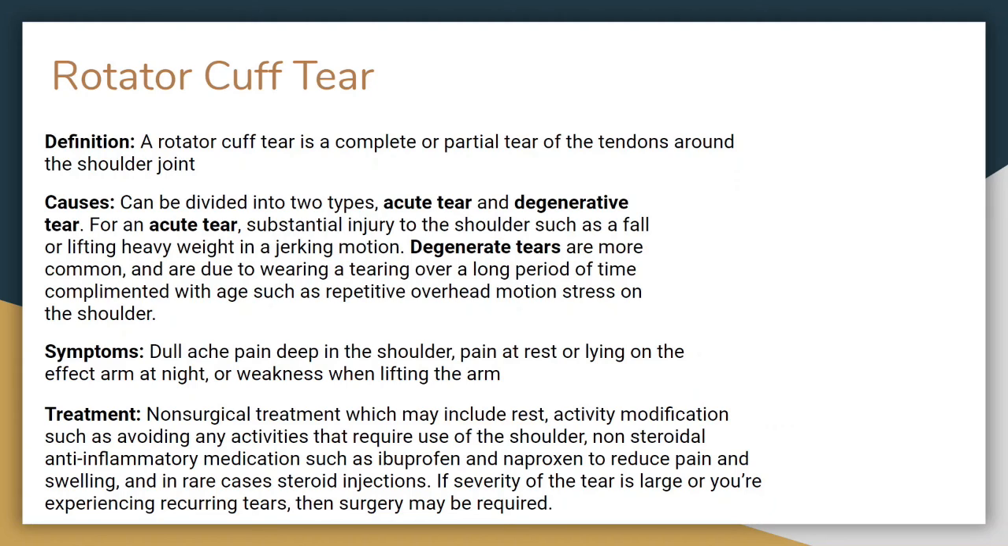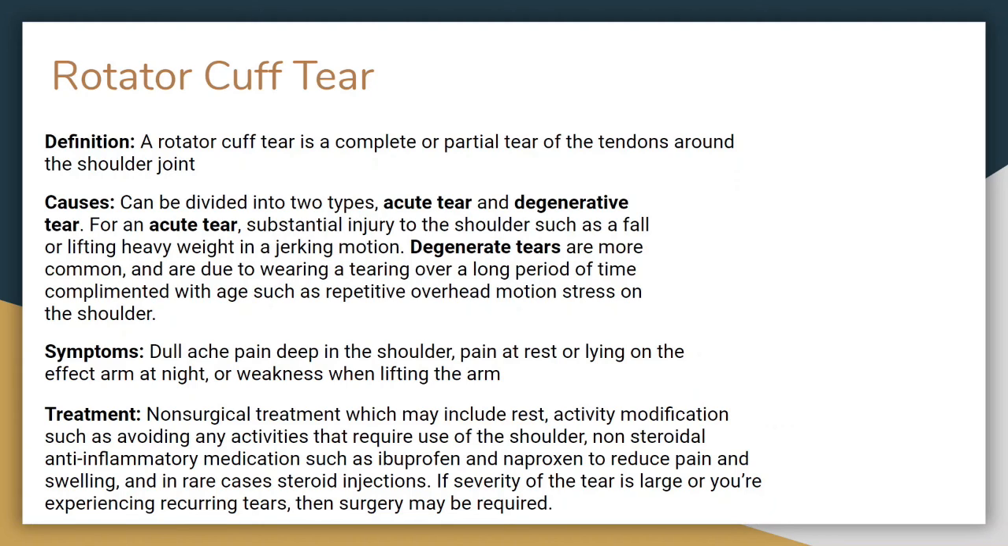Degenerative tears are more common and are due to wear and tear over a long period of time, complemented with age and repetitive overhead motion, stress on the shoulder. Symptoms can include dull aching pain deep in the shoulder, pain at rest or when lying on the affected arm at night, or weakness when lifting the arm.